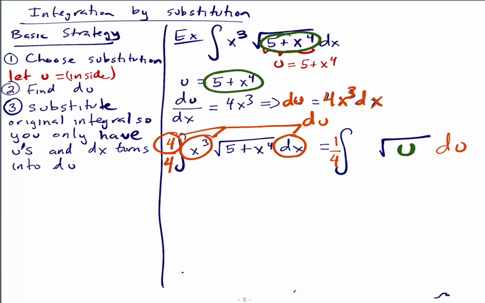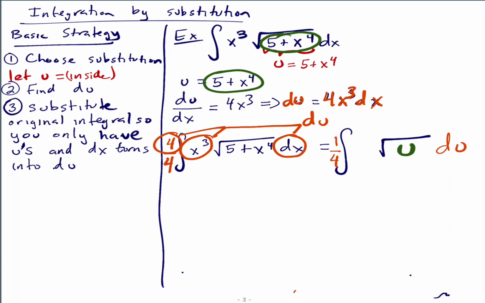Are you with me? Does that make sense? Yes, no, maybe? Okay, so now I have 1/4 times the integral of the square root of u du. Now, do I know how to integrate that? Do I know the antiderivative of the square root of u? Should be pretty easy, isn't it?